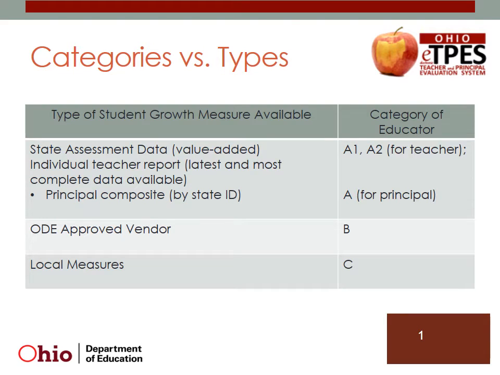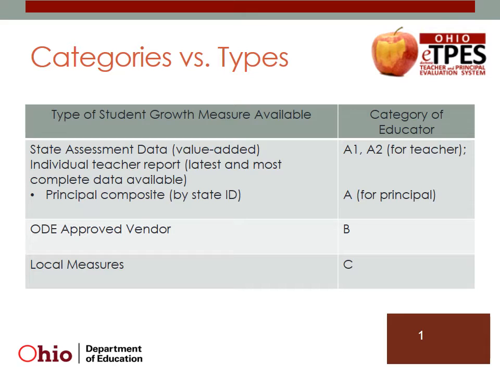Here's some information to consider when categorizing teachers and thinking about student growth measures. We've referred to categories for educators based upon the three types of student growth measures, and those categories of educators are A, B, and C for principals, and A1, A2, B, or C for teachers. The types of student growth measures are value-added measures, Ohio Department of Education approved vendor assessment measures, and local measures. The teachers and principals are categorized based upon the type of student growth measure that's available for them.